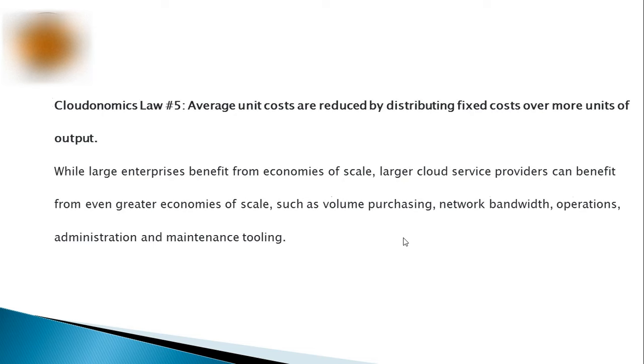So next we have law number 5, that is average unit costs are reduced by distributing fixed costs over more units of output. You might have heard about the economics of scale. It is a very important concept when you talk about businesses. So if I give you a real life example, why is the cost of a Rolls Royce higher than a Maruti car? What might be a reason?